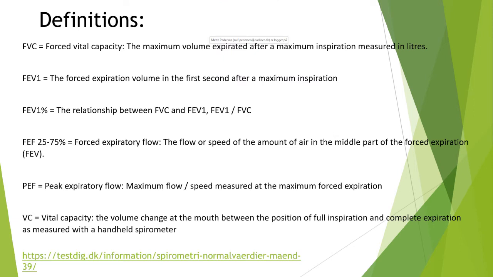There are several terms that need an explanation. They are as follows. Forced vital capacity is the maximum volume expirated after a maximum inspiration measured in liters. FEV1 is the forced expiration volume in the first second after a maximum inspiration. FEV 1% is the relationship between forced vital capacity and forced expiration volume 1.